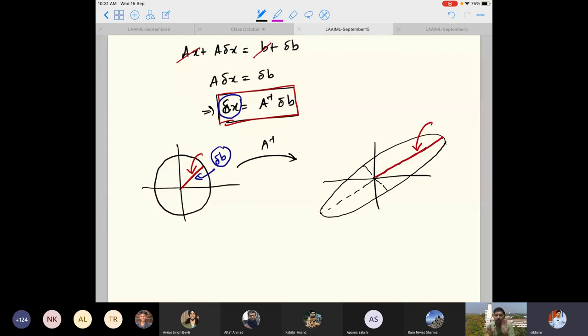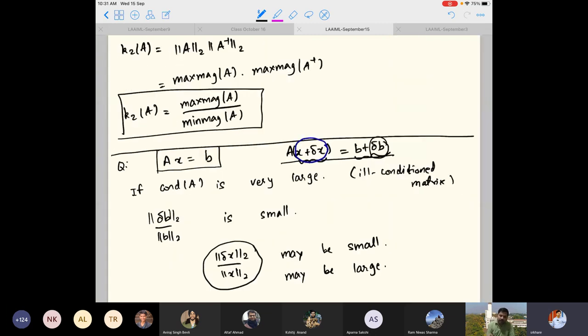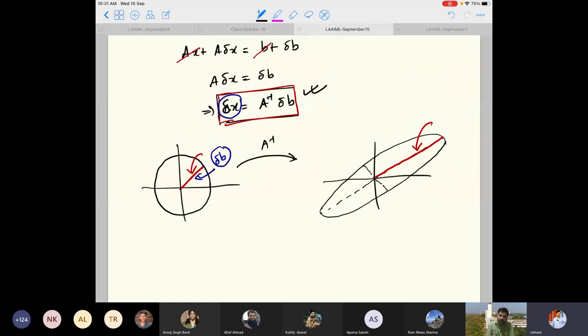I'm not sure if I'm doing it very convincingly, but you look at this particular diagram, you look at this particular expression, and from this expression try to figure out what is the direction of delta B that you will give, so that X plus delta X will be really far away from X. That is something I want you to think about. This is very important. If you understand this part, then I think the whole sensitivity analysis that we are trying to look at will be clear. This is one aspect of condition number.